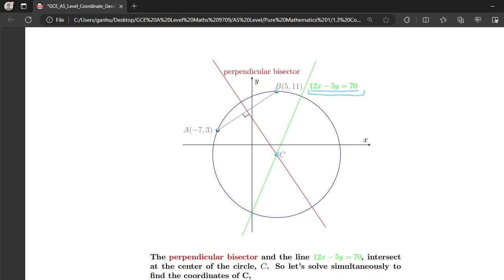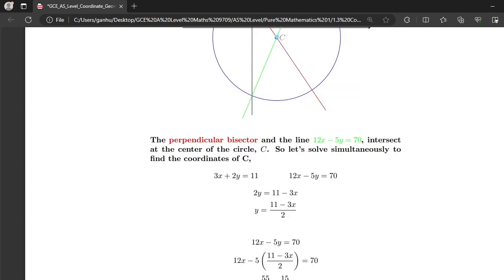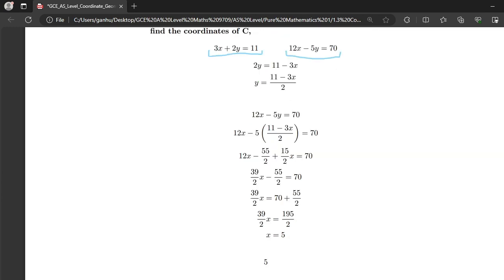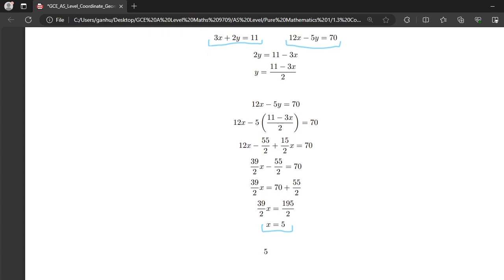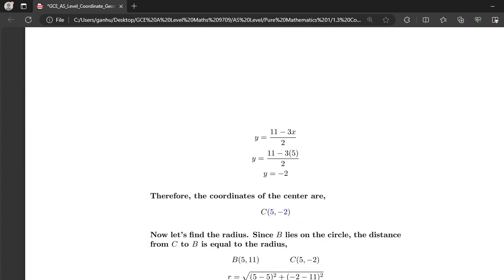So that means if we want to find the coordinates of the center, we can solve the equations of these two lines simultaneously. So we solve the two equations simultaneously, and we get x is equal to 5. And if we evaluate y, we get y is equal to negative 2. So the coordinates of the center are (5, -2).